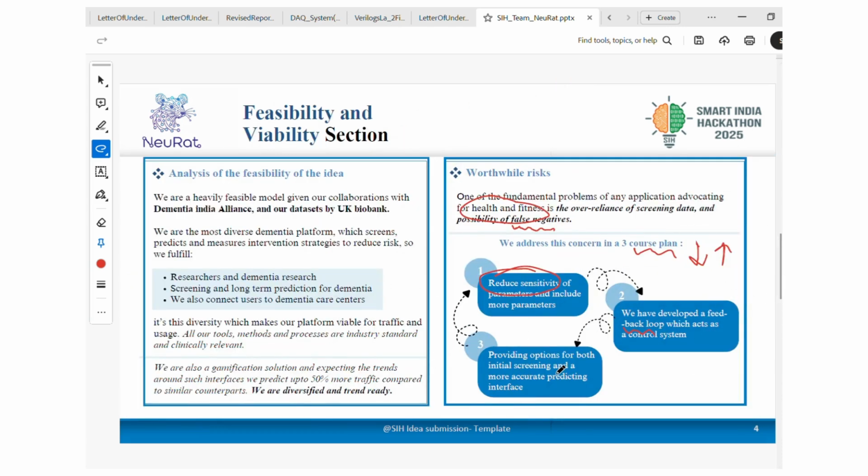We are also providing two options for interfacing. There's an initial screening, and we're also doing prediction using Cox. So we're implementing these three plans to get rid of this false negative narrative. But yes, we are also using this for validating our research paper data. We are also trying to use this to understand how dementia could be affected in the long term, and we are connecting people with the dementia care centers.